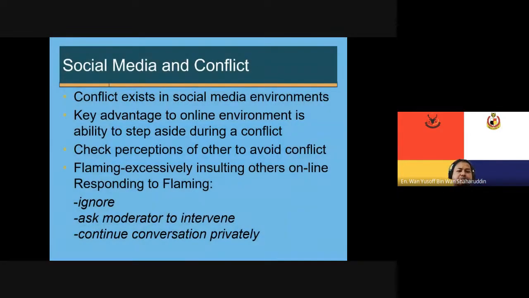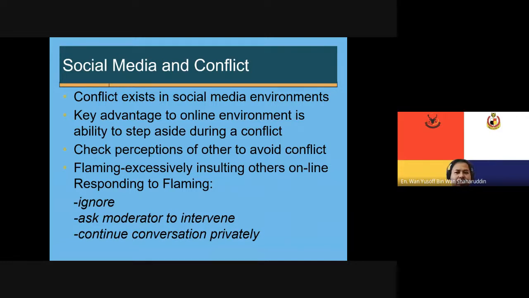All right. Check perceptions of others to avoid conflict, and flaming, excessively insulting others online. All right, it always occurs. All right. You are causing conflict, and also if you are dealing with conflicts, you tend to make the other people lose face. All right. Yeah. How to respond to flaming? By ignoring, right? Maybe you just ask the moderator to intervene.